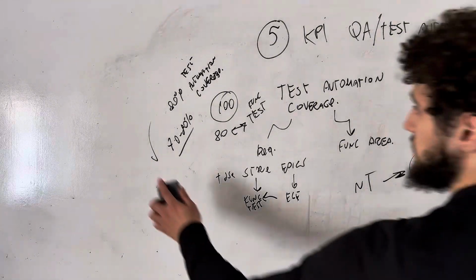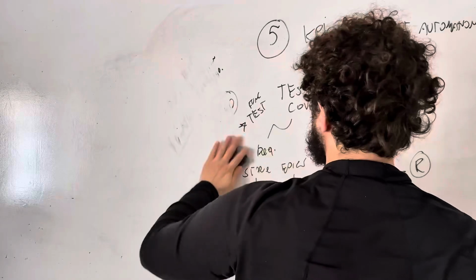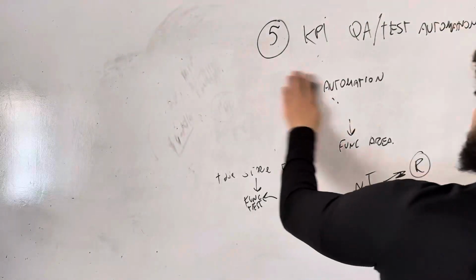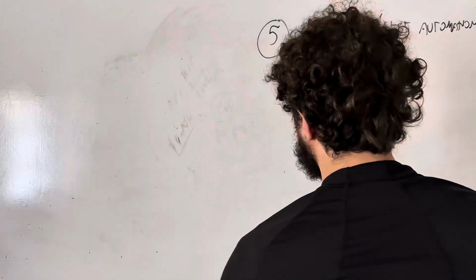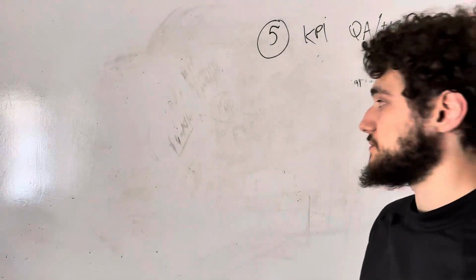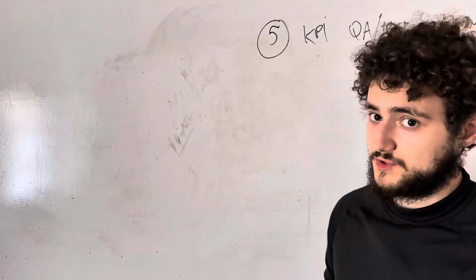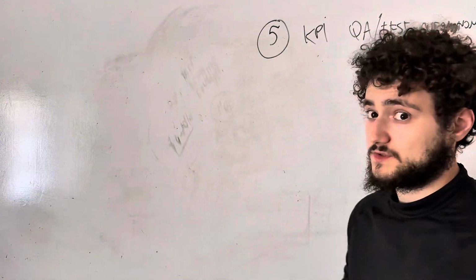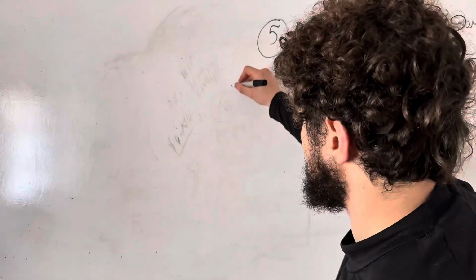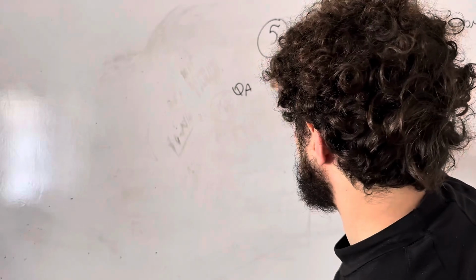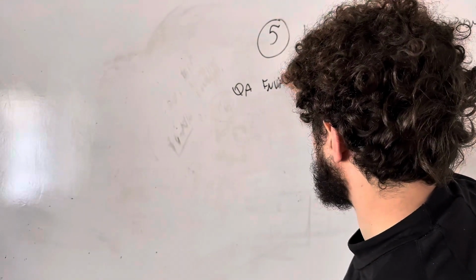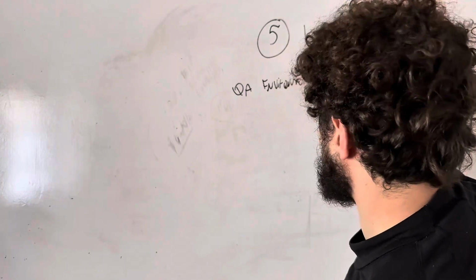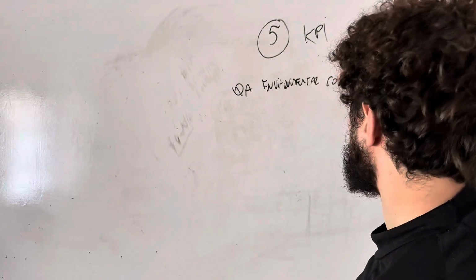Let's then go to the second one. The second most important KPI that you want to track, which I really track but I don't see tracked very often, is the QA environmental coverage.